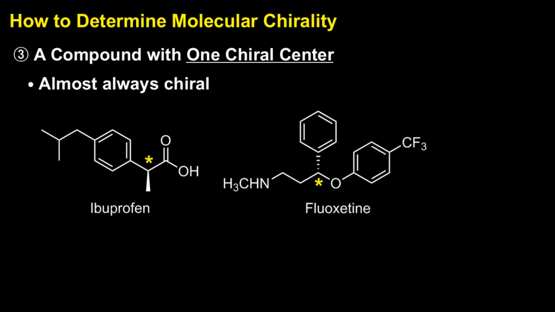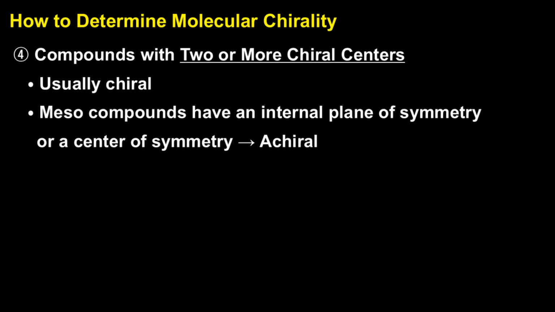Another good example is fluoxetine, also known as Prozac. It has a single chiral center too, so it also exists as 2 enantiomers. Molecules with multiple chiral centers are usually chiral, but sometimes internal symmetry can change that, making them achiral.